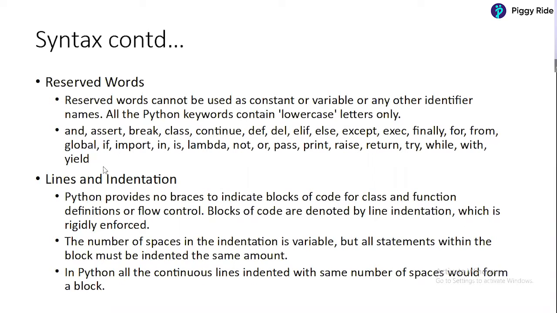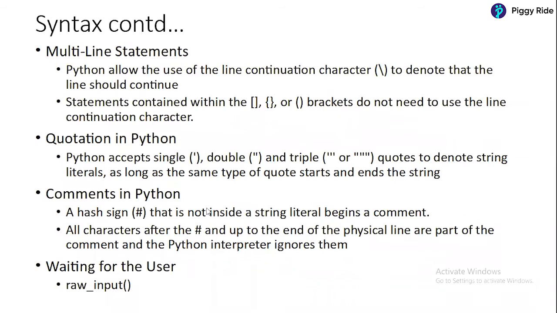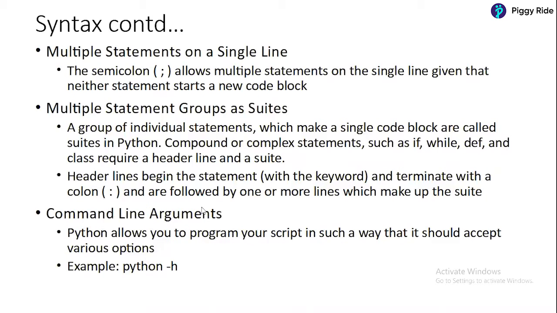Python provides no braces. So it's flow control. All of these are essential parts of the Python language. Multi-line statements, then quotations. When you are using double quotes, it states that we are using strings. Correct? Yes, sir. Comments in Python: a lot of things are there. Comments mean you just say what this code will do. Next, for multiple statements, always you have to end the statement with a semicolon. Yes, sir. So you need to end that code.